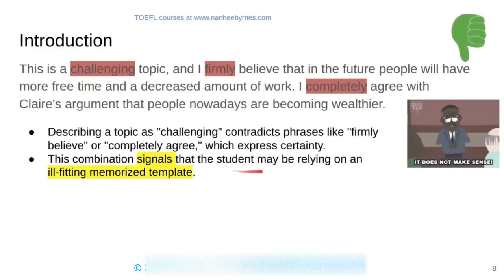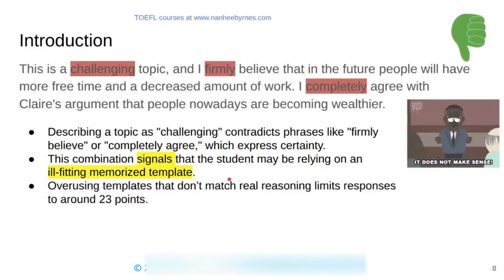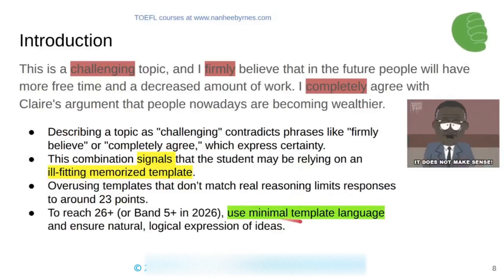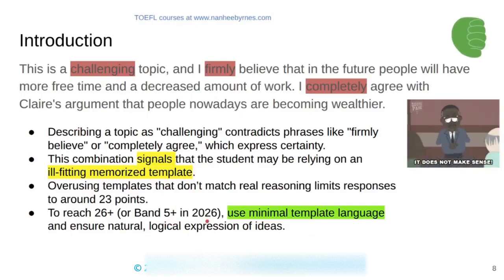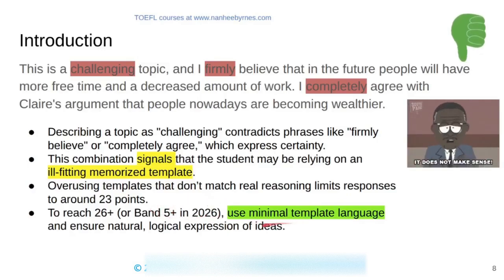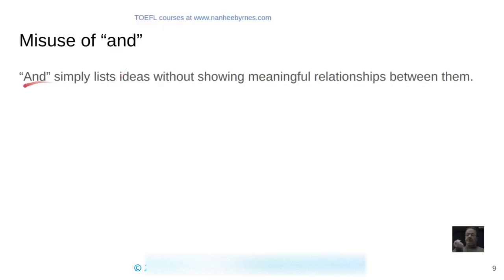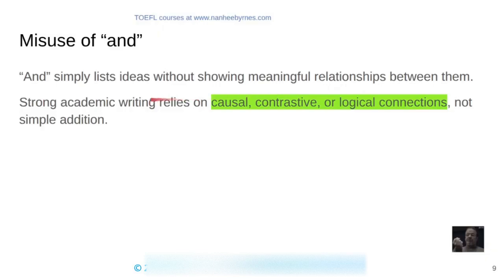It also signals to the reader that the student is relying on a memorized template that does not align with your actual reasoning. This is exactly why I emphasize using minimal template language if you are aiming for 26 plus or band 5 plus in the 2026 scoring system. Templates that do not align with your actual reasoning will typically keep a score around 23. Another issue is the overuse of the conjunction and. In TOEFL writing, and is one of the weakest connectors because it simply lists ideas rather than showing meaningful relationships between them. Strong academic writing relies on causal, contrastive, or logical connections, not simple addition.